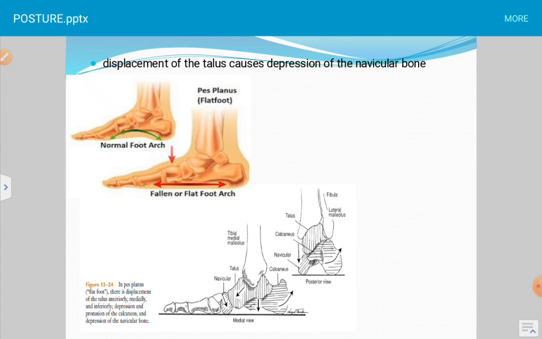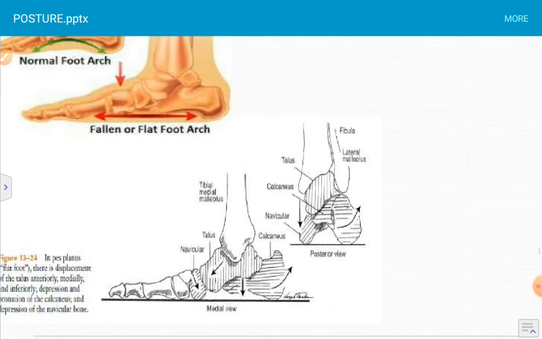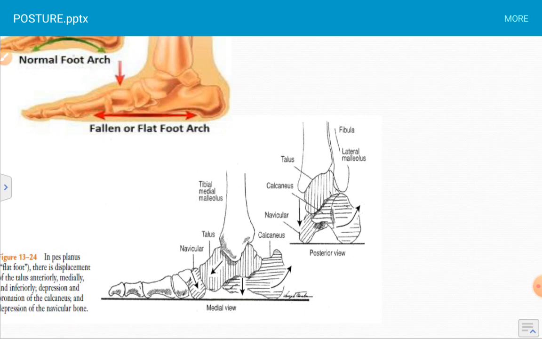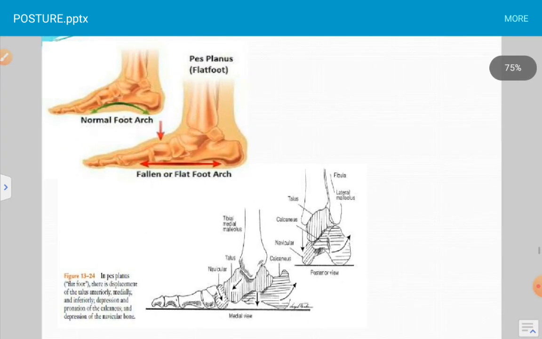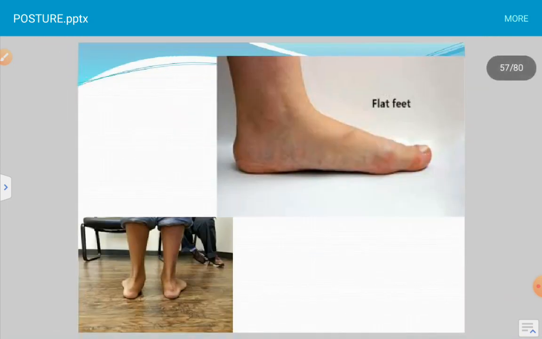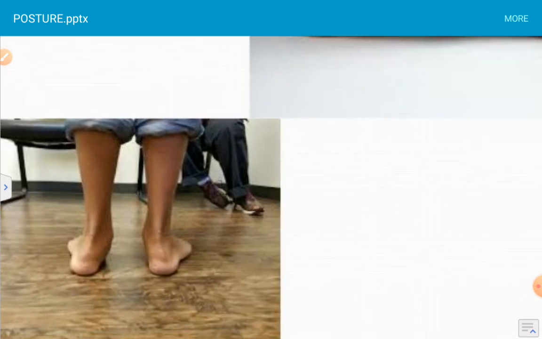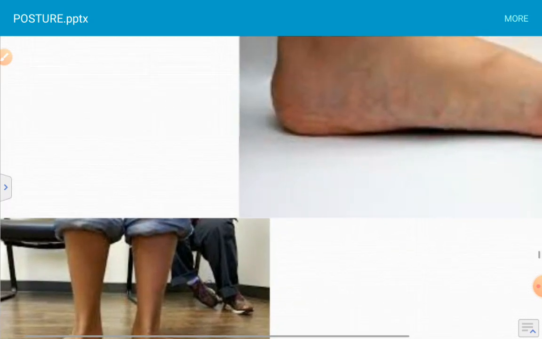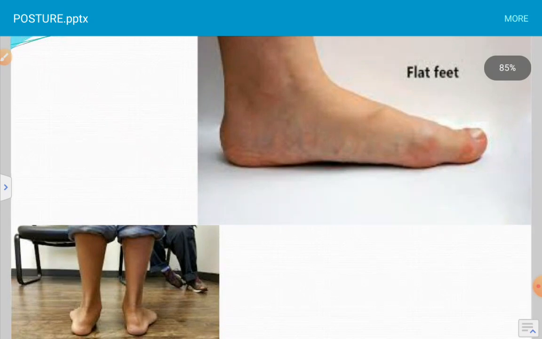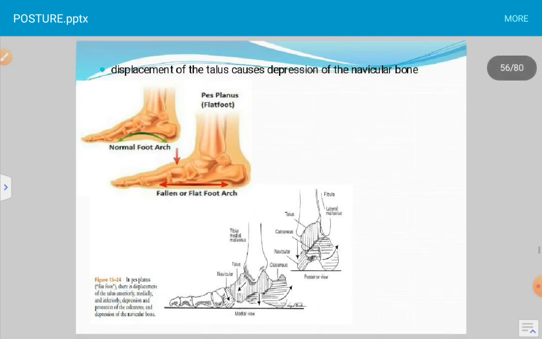In this picture you can see the fallen or flat foot, where the longitudinal arch is not present in pes planus. In the second picture you can see the calcaneal eversion, and the medial malleolus is prominent. The calcaneum is in the everted position, and the medial longitudinal arch is not present. That is called flat foot.